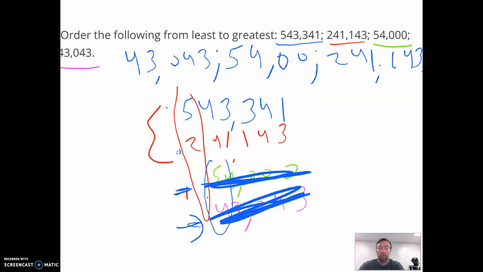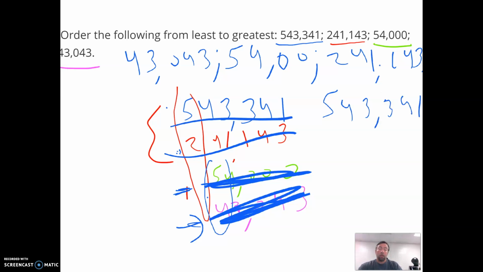I think it's a little off your screen, sorry. And then the highest number would be 543,341. So this was the smallest. I know it's hard to see, so I'm going to number them. This was the next one. This was the next biggest, and then this was the biggest. So that would be the order you would put those in.